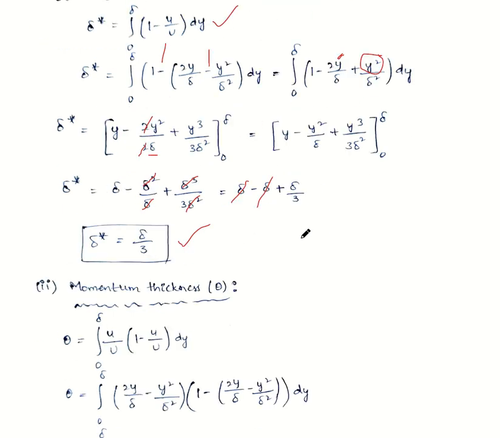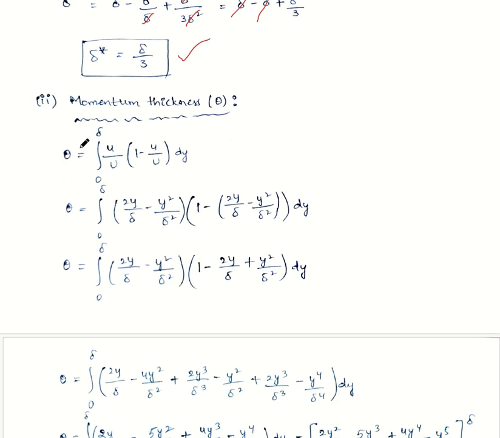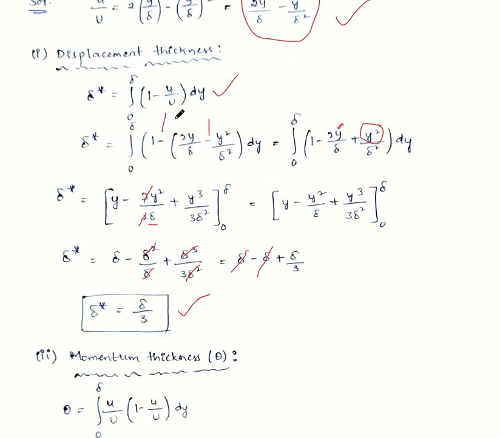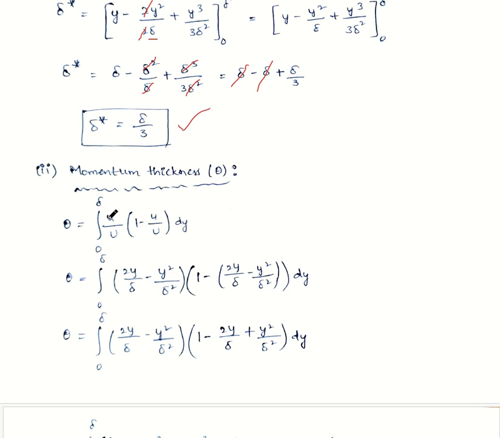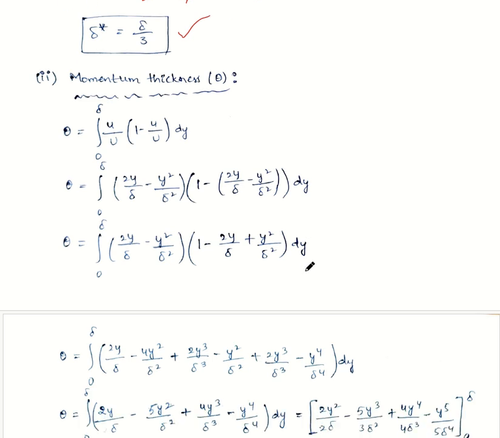Okay, and for the same velocity distribution, let me start doing the momentum thickness. The formula for momentum thickness is given by θ = ∫ from 0 to δ of (u/U)(1 − u/U) dy. The earlier formula was only (1 − u/U) dy, here it is u/U into (1 − u/U) dy. So in the place of u/U, again substitute 2y/δ − y²/δ², into 1 minus, again u/U which is 2y/δ − y²/δ², dy. This is a little bigger, so we have to solve it carefully.